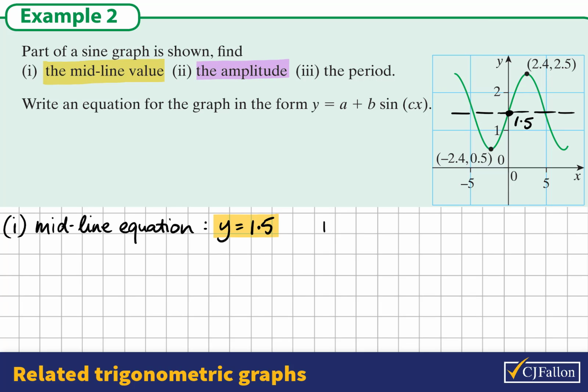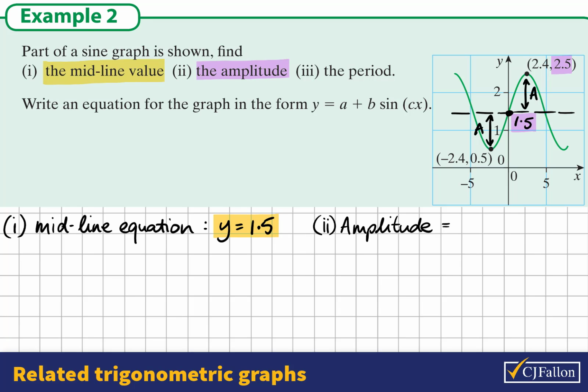Next, we've been asked to work out the amplitude of this wave. The amplitude is half the distance between the maximum and minimum values. It is also the distance between the maximum and the midline value, and the minimum and the midline value. So what is the jump here? If we look at the maximum value, we see that the maximum is 2.5. The mid value is 1.5.